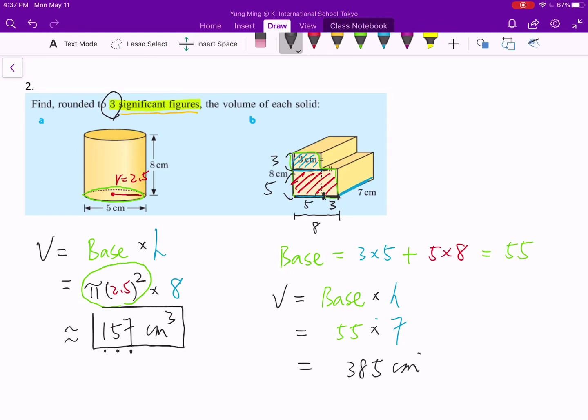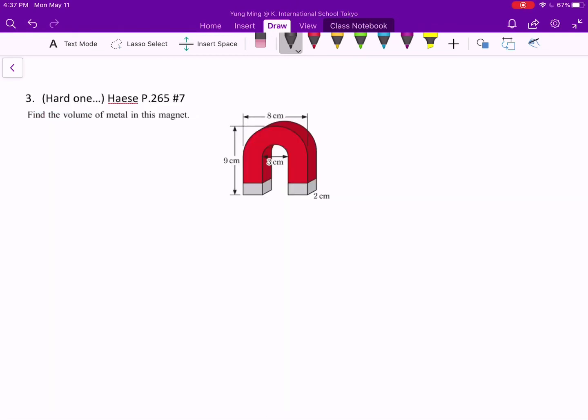We don't need to do any rounding anymore because, first of all, this is an exact number, and second of all, it does actually have 3 digits. So that's exactly what we want as 3 significant figures. So we're done. So the answer is 385. And that's it for this question. Right, the last question of the day, this is a little bit challenging.